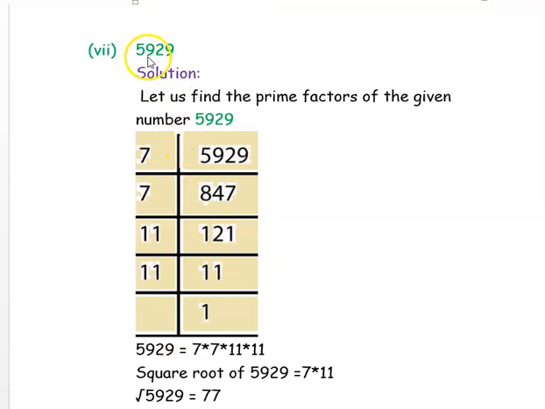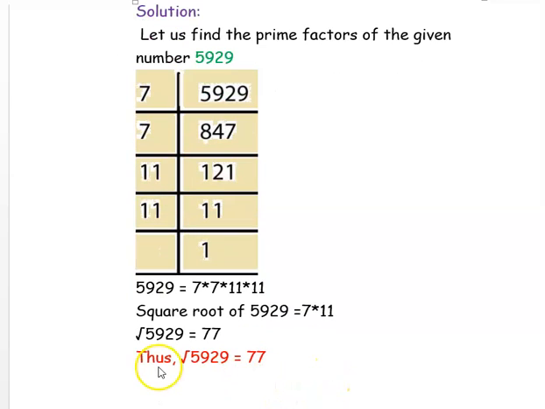The next question given is 5929. First step, I am dividing it by 7, so you will get 847. It's further divided by 7, I will get 121. As we know, 11 times 11 is 121. So 121 divided by 11 is 11, and again 11 divided by 11, you will get 1. So I am writing the prime factors for 5929: 7 into 7 into 11 into 11. For 7 you have 1 pair, for 11 you have 1 pair. So the square root of 5929 is 7 into 11, which is nothing but 77.